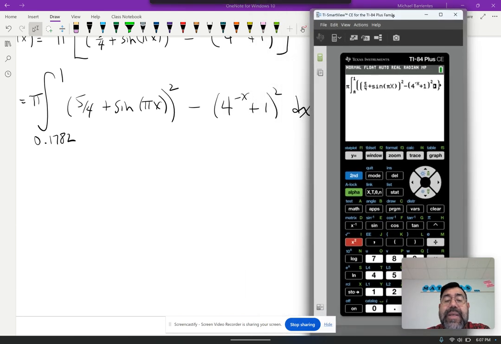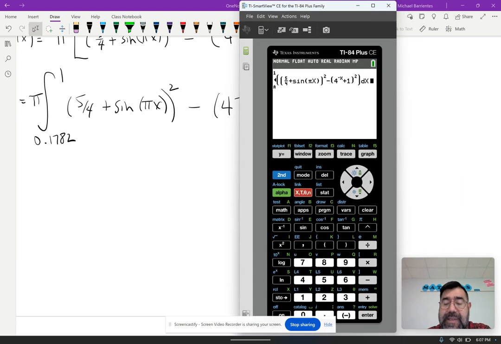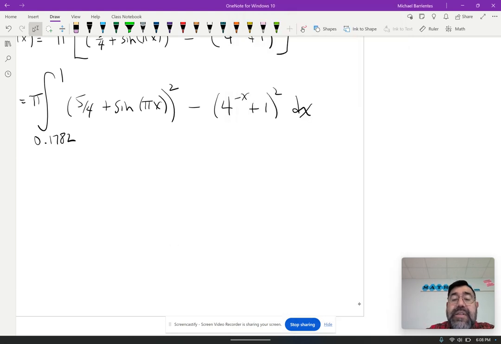This should be what we have in our integrand here. And I believe it is. We're doing this with respect to x. Press enter. And there is our answer, 4.559. So this is about 4.559.